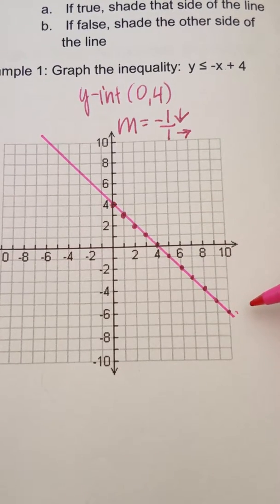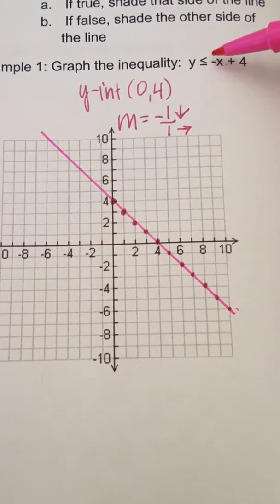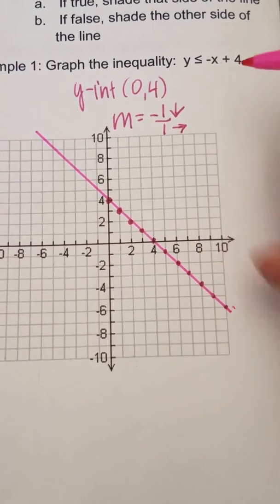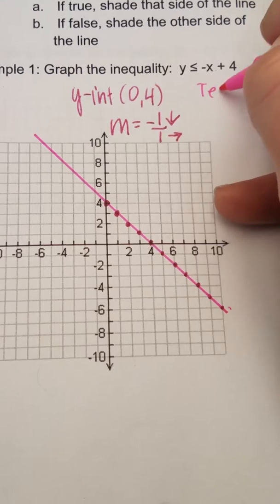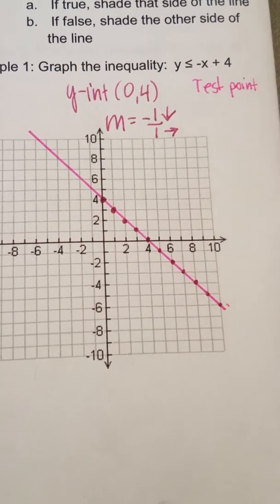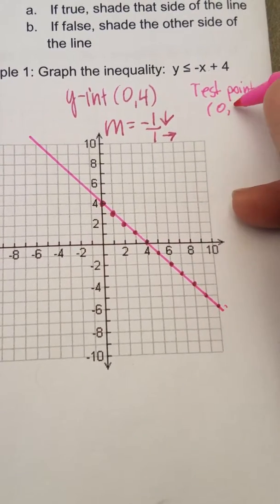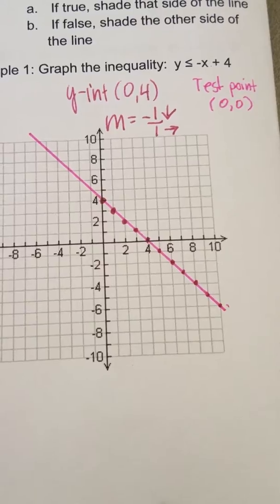only the line y equals negative x plus 4, but we need to account for the inequality of less than or equal to. So we need to choose a test point, and that test point can be any point that is not on the line. My favorite test point to use is (0, 0), or the origin.